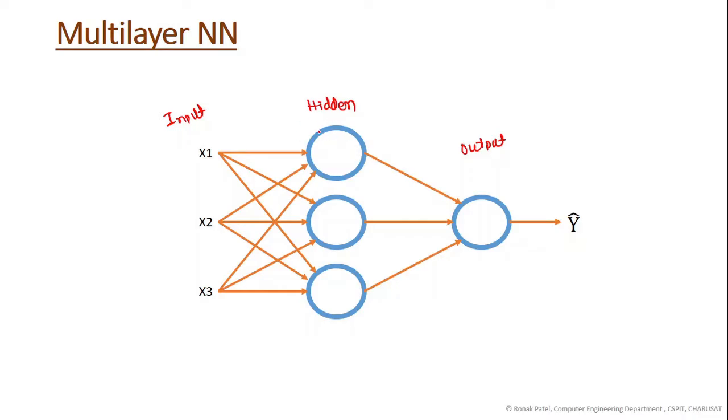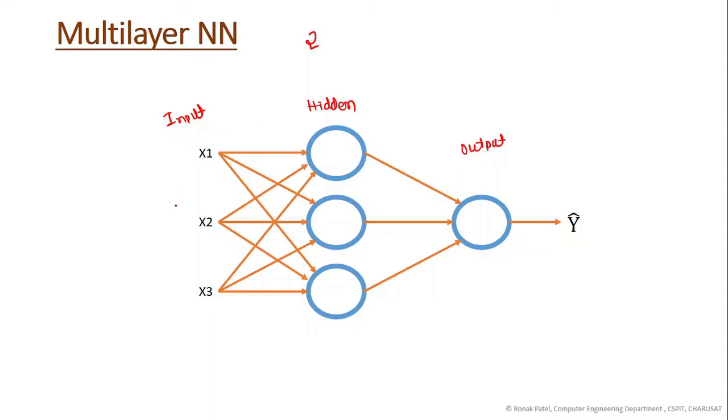Now if someone asks you, how many layers are there in this multi-layer neural network, then your answer must be 2. Then you will say, why not 3?